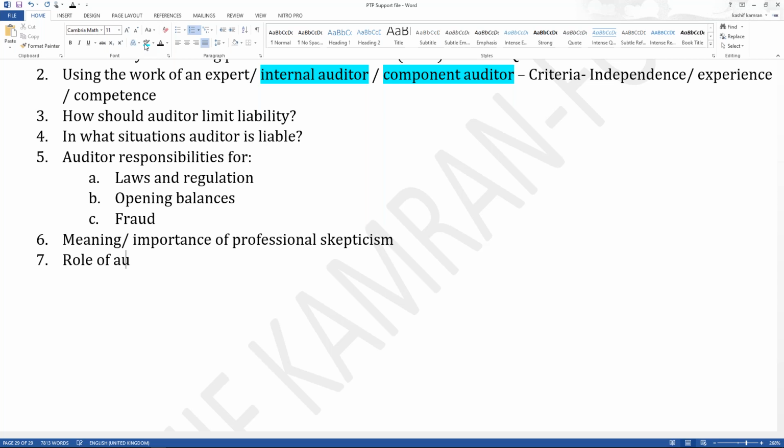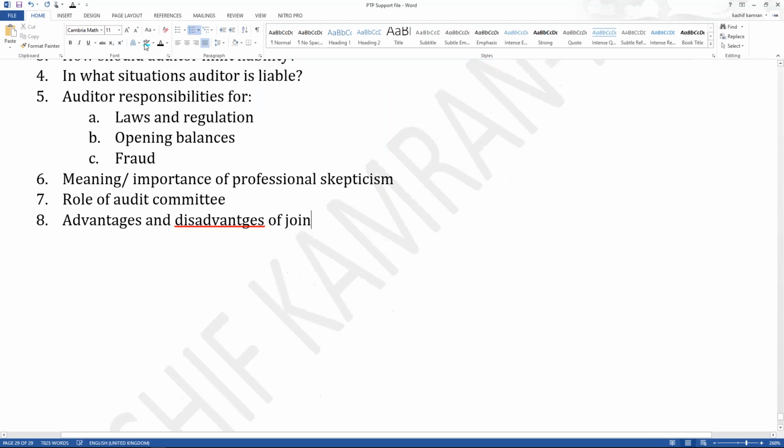So you should know the role of audit committee. I'm just trying to bring them at one place. I think in the last attempt, if I'm not mistaken, December or September, the examiner asked for the advantages and disadvantages of joint audit. I think it was the June or December exam sitting, in a very recent paper. So such things need to be on your fingertips. You need to be good.